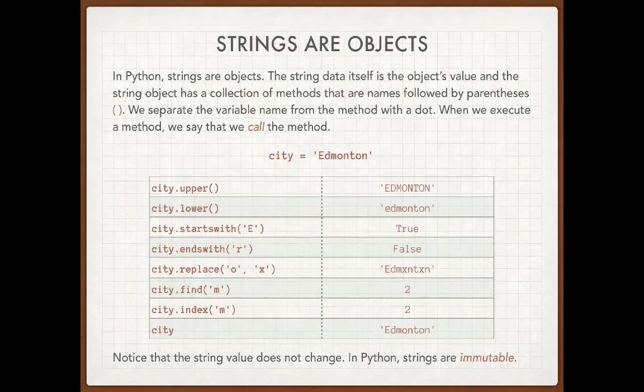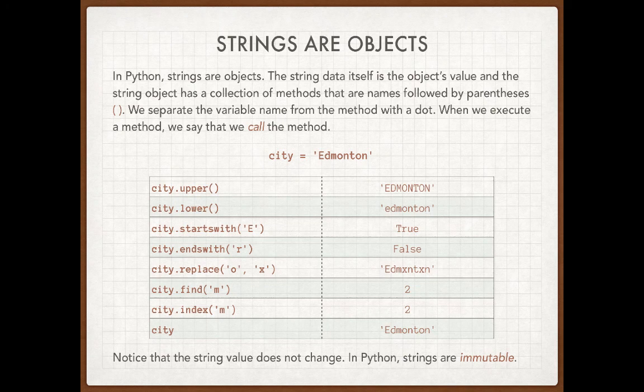That's the crucial part that we need to remember for Python. Let's take a look at a string here. So here I've just taken a bucket called city and I'm putting into it the string Edmonton. So I can call a ton of these methods on that particular string. You can see on the left here the methods that I'm calling, and on the right the result of that. So I can convert it to uppercase. I can convert it all to lowercase. I can ask, do you start with a capital E? Yes, I do. Do I end with an R? Nope, I don't. I can replace all the O's with X's.